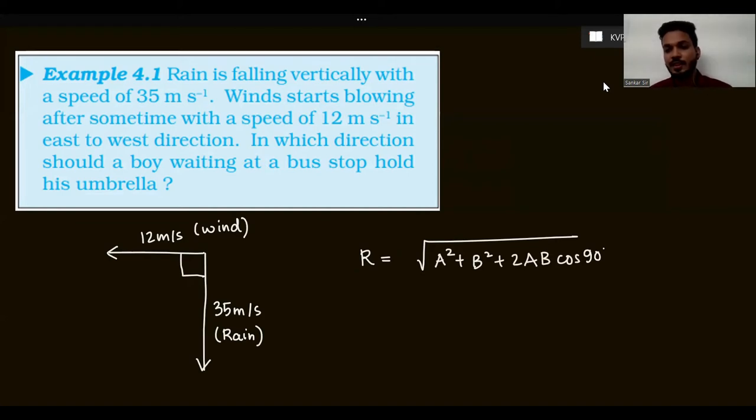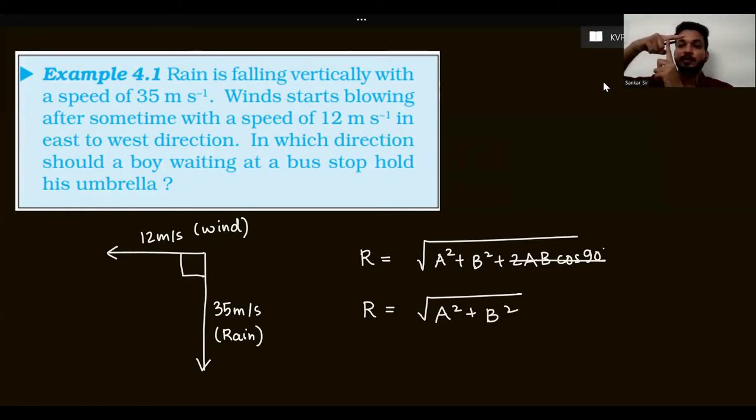Now, as soon as you put 90 degree, this whole term will become zero. So that means the resultant is just under root A square plus B square. And this is something that you are familiar with. If two vectors are perpendicular to each other, the resultant will be under root A square plus B square. This is something that you can remember, or you can also use the cosine law or this parallelogram law of addition to do it. Once you put cos 90 becomes zero, it will automatically come out.